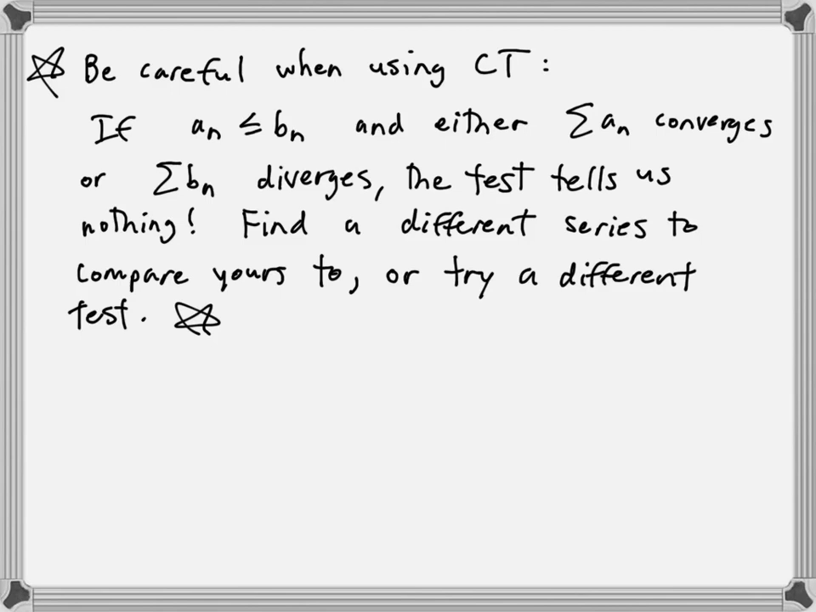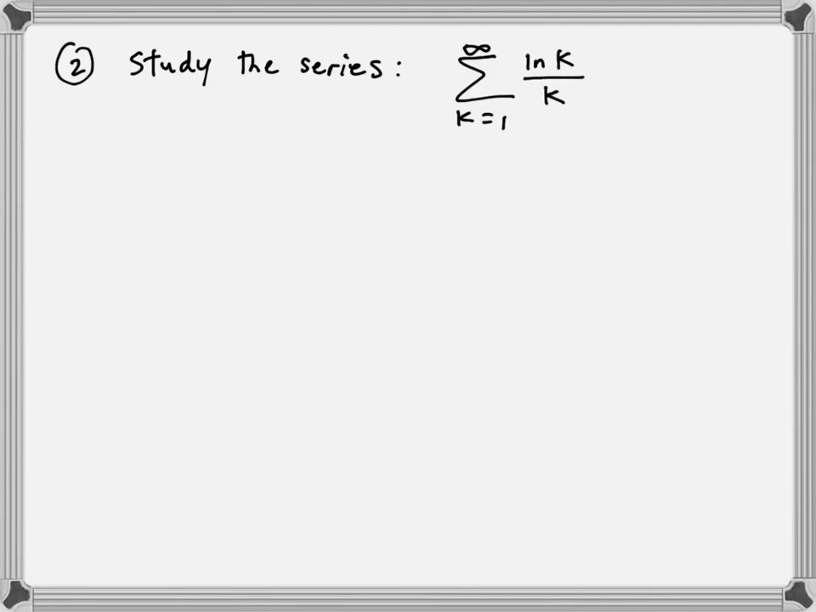I'm going to try a different one. So let's do number 2. This series is going to be the sum of ln of k over k, and we're going from 1 to infinity. We don't even actually need to start at 1. We can actually start at 2, right? Why? Because ln of 1 is 0, so the first term wouldn't contribute anything anyway. So let's just go ahead and start it at 2.